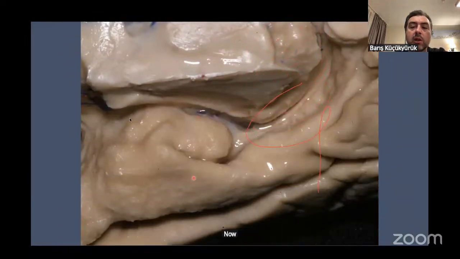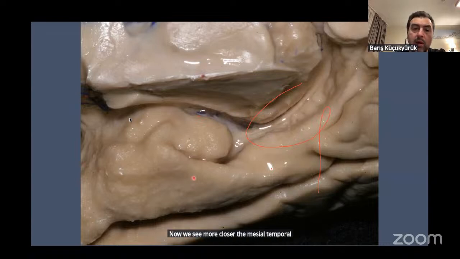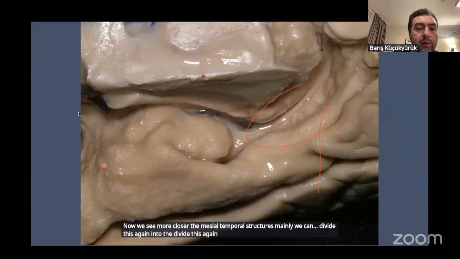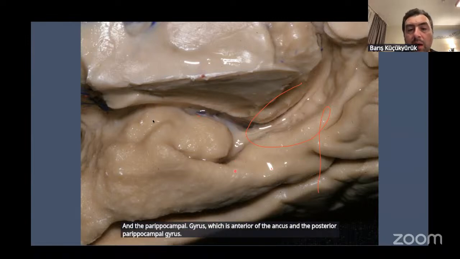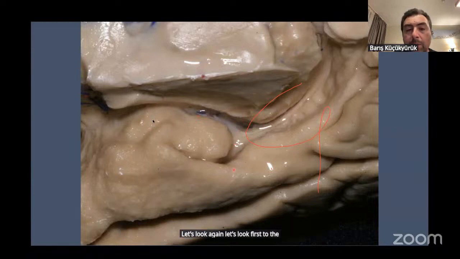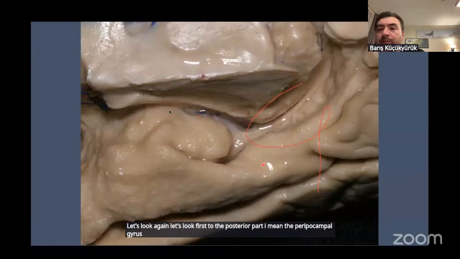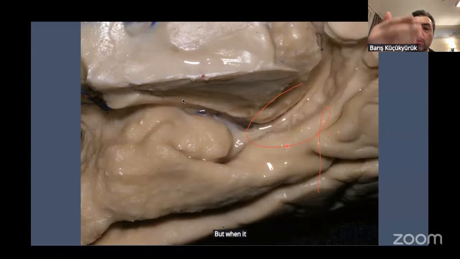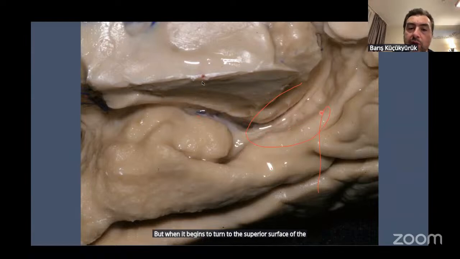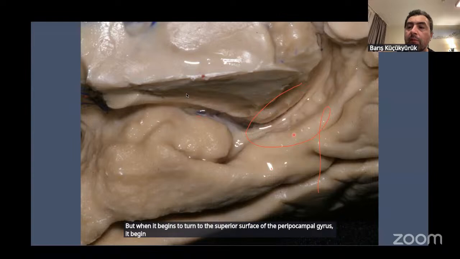Now we see more closely the mesial temporal structures. Mainly, we can divide this again into the uncus anteriorly and the parahippocampal gyrus posteriorly. Let's look first at the posterior part, I mean the parahippocampal gyrus. The parahippocampal gyrus is a 6-layer neocortical structure. But when it begins to turn to the superior surface of the parahippocampal gyrus, it first becomes a 5-layered cortex and then a 4-layered cortex, which is called the subiculum.